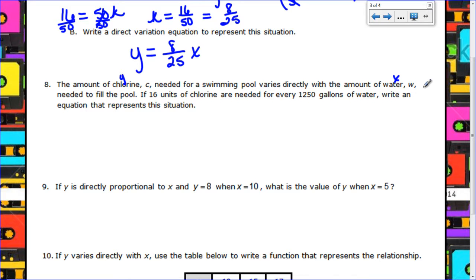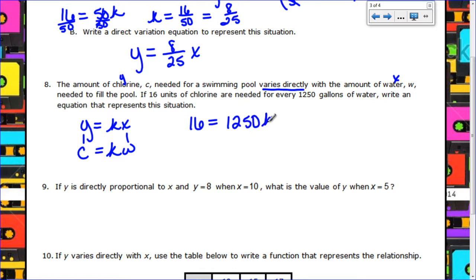So if 16 units of chlorine are needed for every 1,250 gallons of water, write an equation that represents this situation. Well, it's direct variation because it says so right here. So it's going to be y is equal to kx, and I'm going to replace my y and my x with the variables they gave me in the problem. So chlorine is y, and water is x. So all I did was swap them out. And then I'm going to replace my c and my w with what I know. I have 16 units of chlorine for every 1,250 units of water. And so I need to find k. That's step number 1. So I'm going to divide by 1,250.